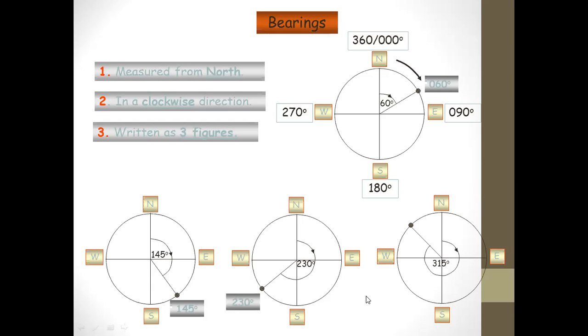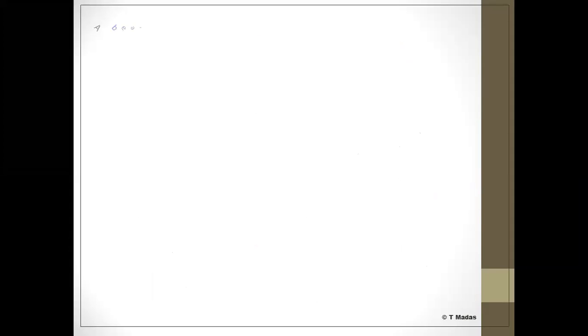So we estimate. Pay attention to the direction, guys. Due north, always. We start due north, clockwise direction, and a number should be written in 3 figures. Look up at the first example in the blue box on the right; it should be written as 3 figures. Okay? Does anyone have any question on the bearing so far? Let's continue.